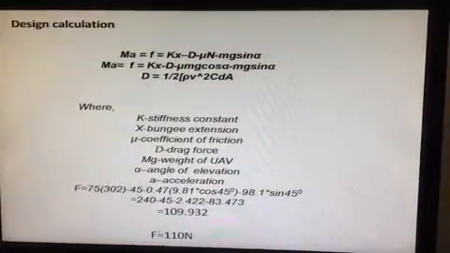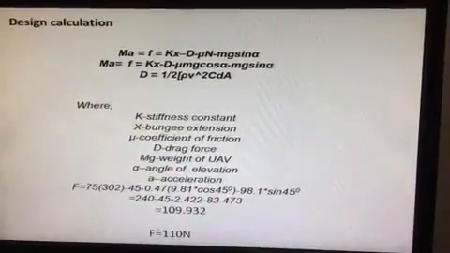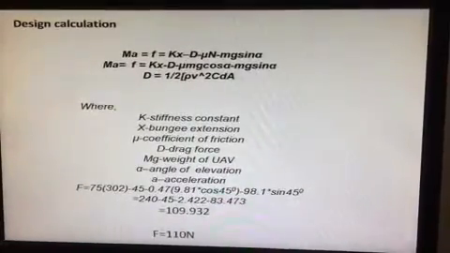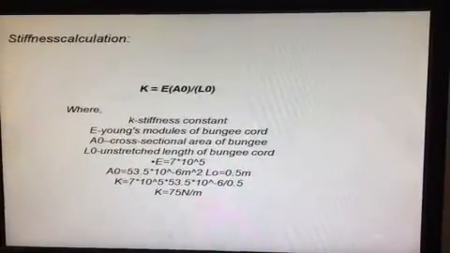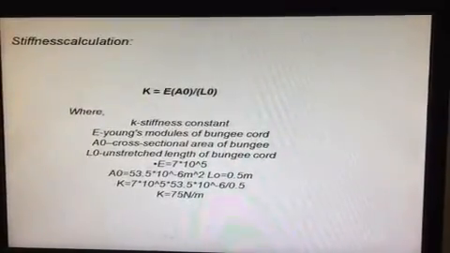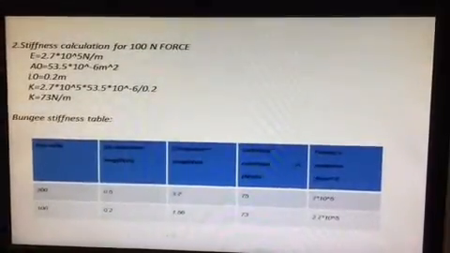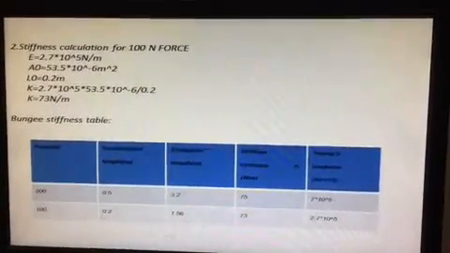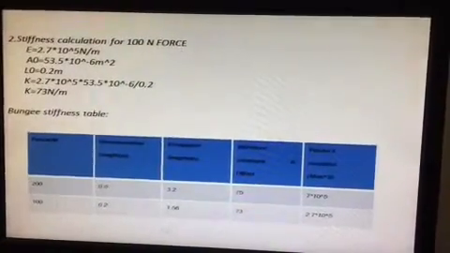The design calculation we did from this formula, where K is the stiffness constant, x is the bungee extension, mu is the coefficient of friction, D is the drag force, mg is the weight of the UAV, and lambda is the angle of elevation, with acceleration. The force calculated is 110 Newton. The stiffness calculation is also in this formula. Here, K is the stiffness constant, E is the Young's modulus of the bungee cord, A0 is the cross sectional area of the bungee, and L0 is the unstretched length of the bungee cord. Here the stiffness K is 75 Newton per meter. The bungee stiffness table is also given, with force for 200 and 100 Newton, unstretched length, elongated length, stiffness constant, and Young's modulus.